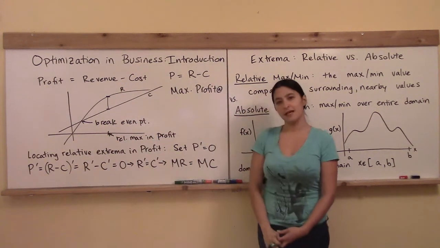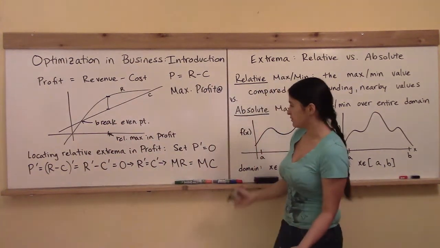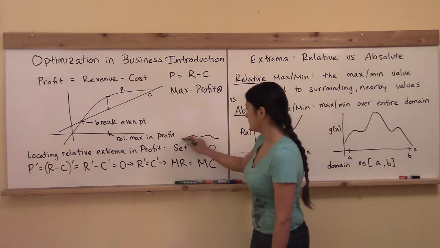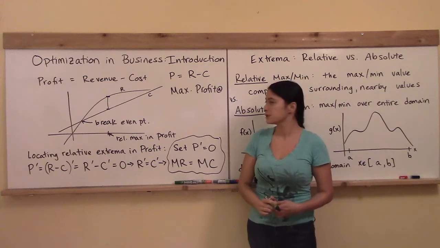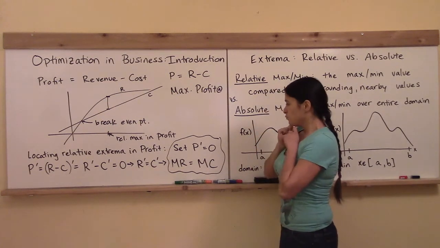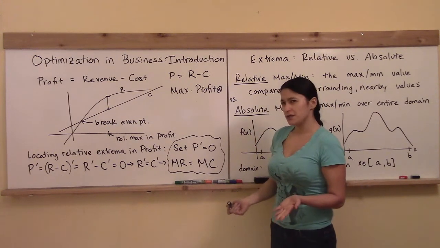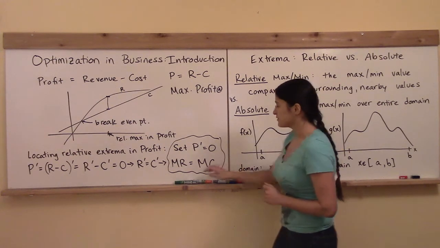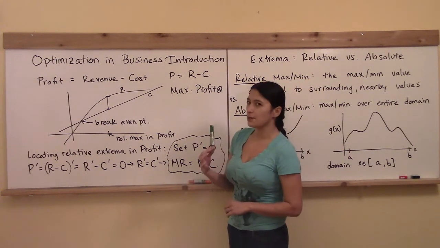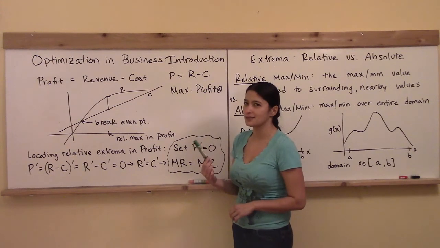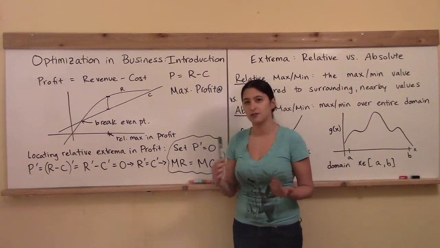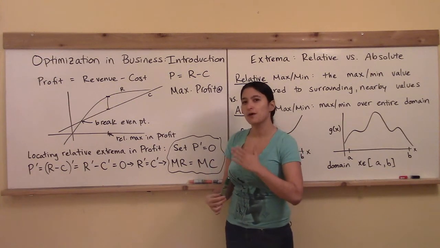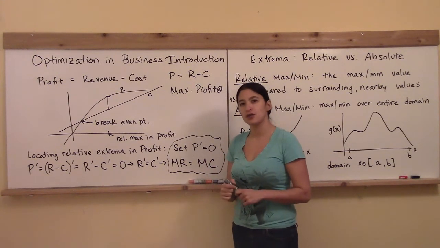Now let's see if we can visualize what we just derived here, which is that when you set P prime equal to 0, you end up concluding that marginal revenue is equal to marginal cost. What do those marginal quantities look like on the graph? For a little bit of review, I'm bringing out my green pen. What do you think I'm going to say about this graph? Tangent lines, that's right. We have to look at the tangent line, and the slope of the tangent line represents the marginal quantity for that total function.